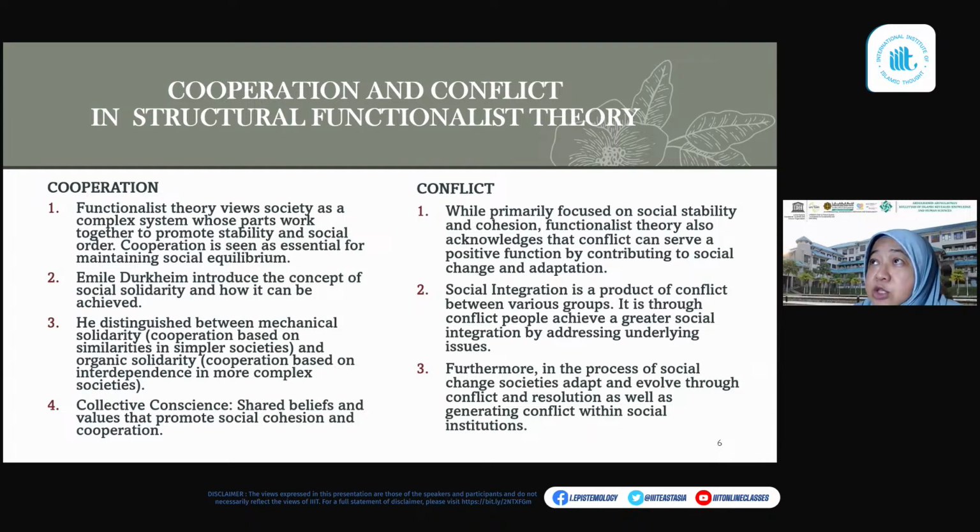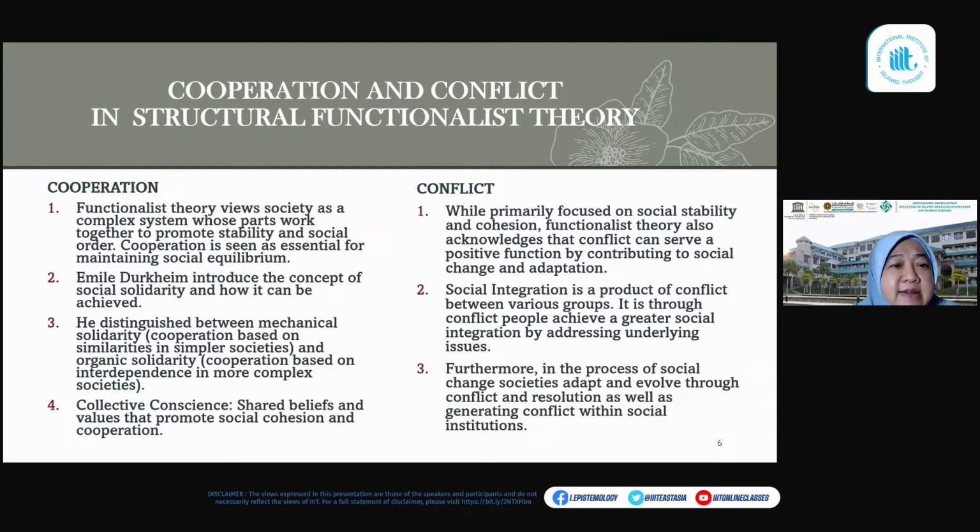To build a building, without the different skills in technology and vocational areas, a building cannot be built. You must have expertise in engineering, in architecture, in quantity surveying, in order to build just one building. At first, there is conflict because there are differences. They are very unique from one to another. But then when they work together, they can build a building. Furthermore, in the process of social change, society adapts and evolves through conflict and resolution, through cooperation within social institutions as well as between institutions.